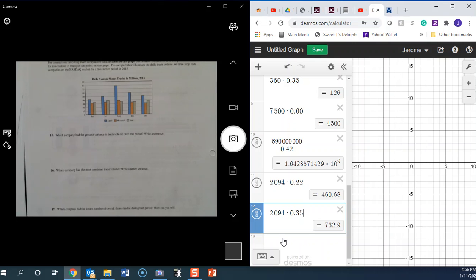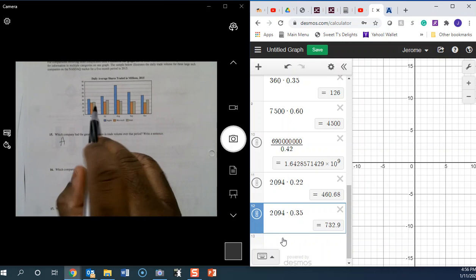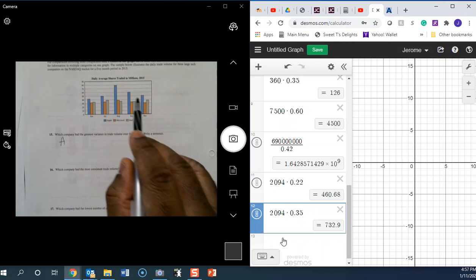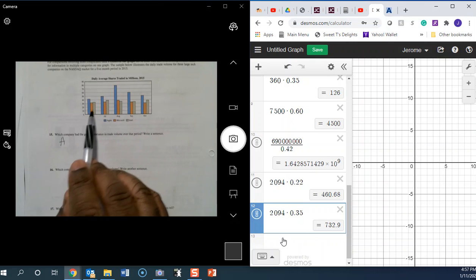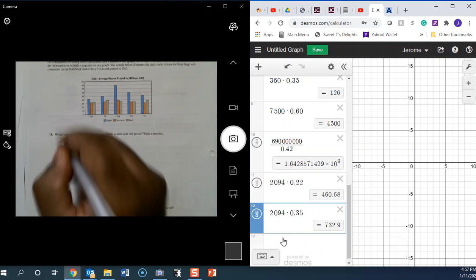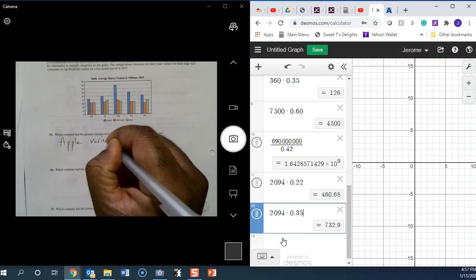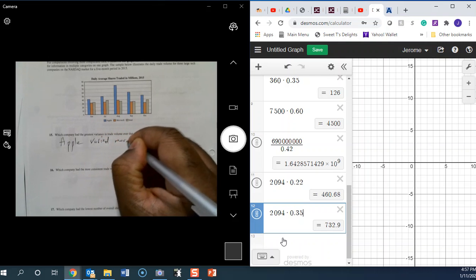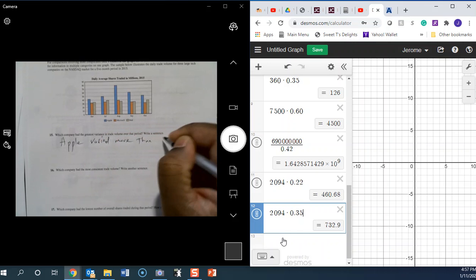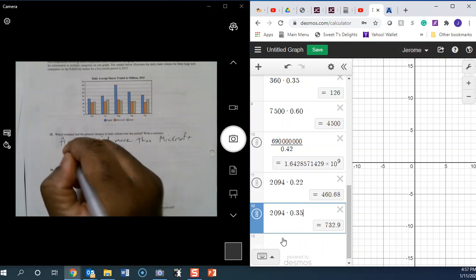Write a sentence. Okay, Apple. If you look here, Apple is the blue. You notice it went up and down. They had more volatility than the other companies because they look almost steady. Apple varied more than Microsoft or Intel.